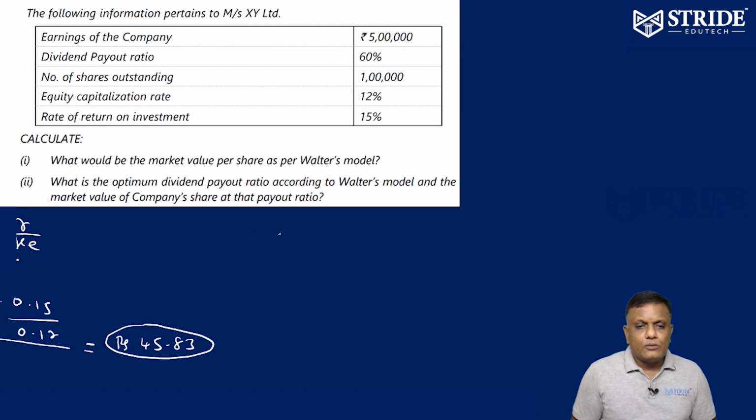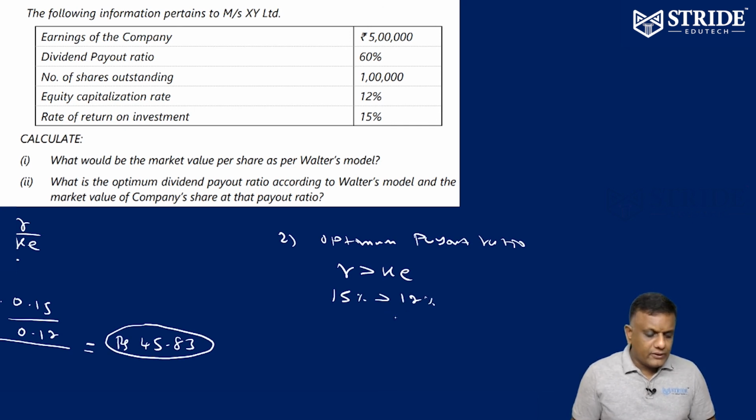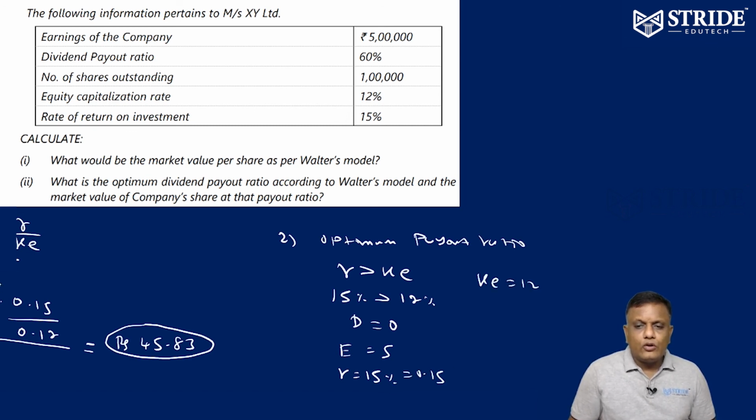So question number 2, what is the optimum payout ratio according to Walter model? Optimum payout ratio means here R is greater than KE. 15 percentage is more than 12 percentage. Therefore, D is equivalent to 0. Optimum payout ratio means dividend per share is equal to 0. Then E is equivalent to 5. R is 15 percentage, that is 0.15. KE is 12 percentage, that is 0.12.